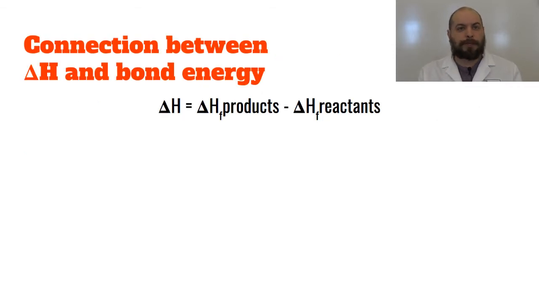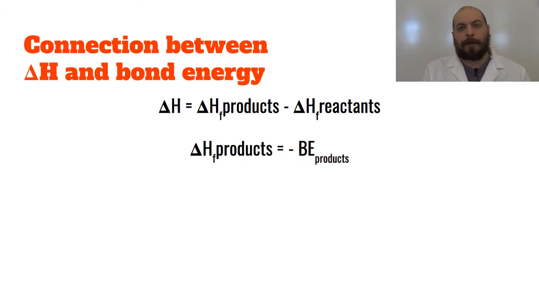So how does this connect mathematically to our delta H of a reaction? Well, first things first, you need to understand that the products are formed. And I already told you that forming products, forming bonds, is an exothermic process. So that means all the bond energies of my products would be made negative. So the delta H of my products is actually equal to the negative sum of all bond energies of my products.